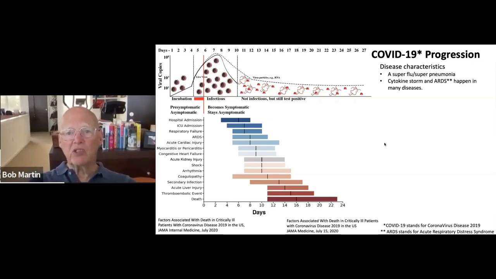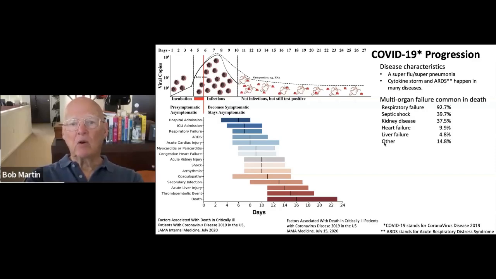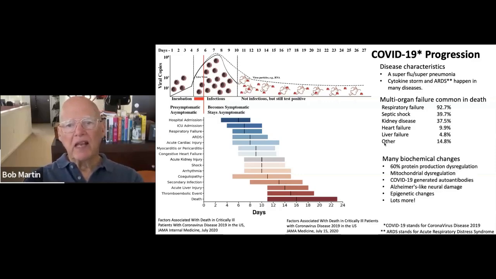The big problem is the super flu caused by this cytokine storm, which causes the hyper inflammation and ARDS, acute respiratory distress syndrome, which happens in many diseases. Many organs fail. So this is not a single hit. And many biochemical processes change. Hundreds of them. This thing really disrupts the body.